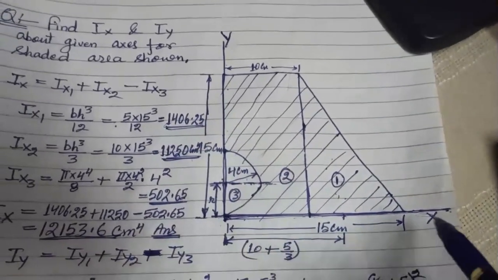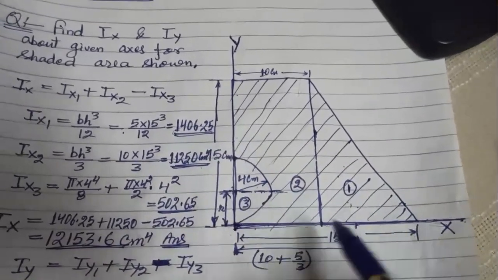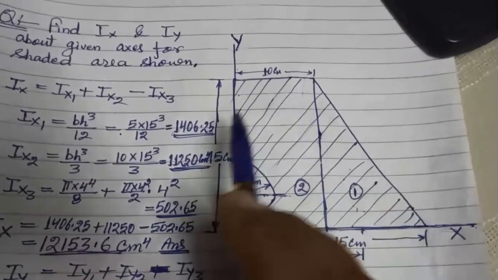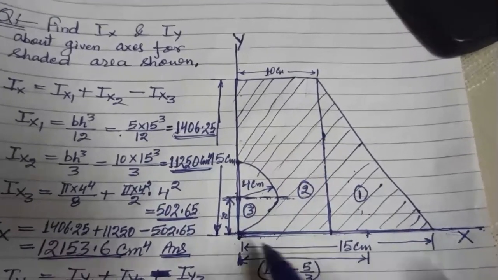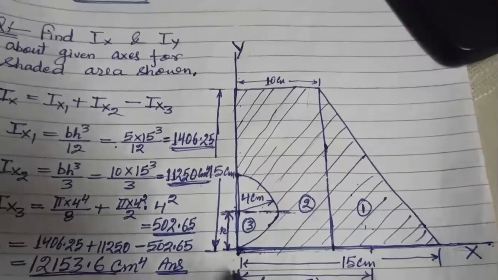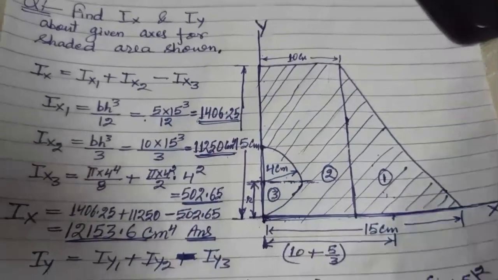So in this case we are not required to find the centroid of the whole figure. We can directly find the values about this line and this line. Okay, thank you. So this is another interesting problem.